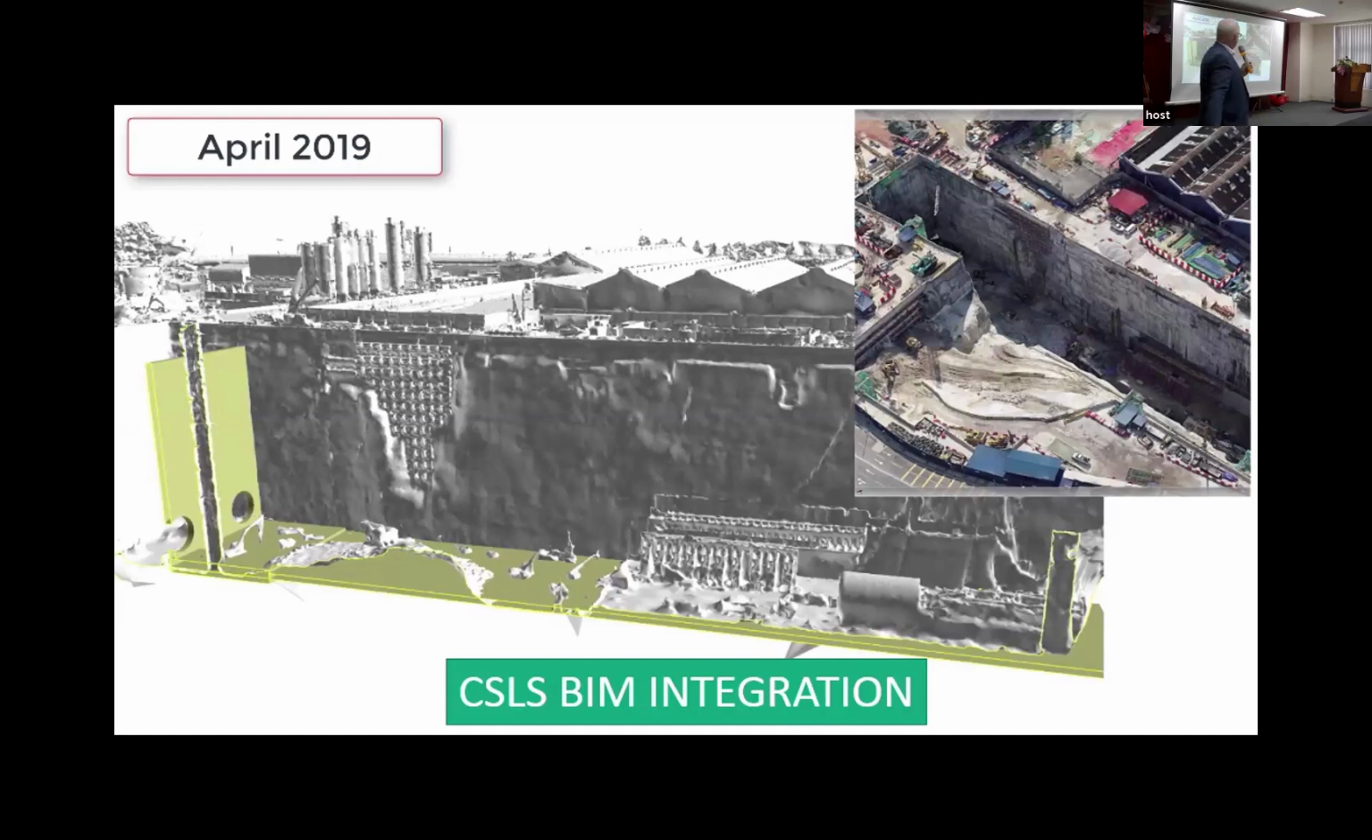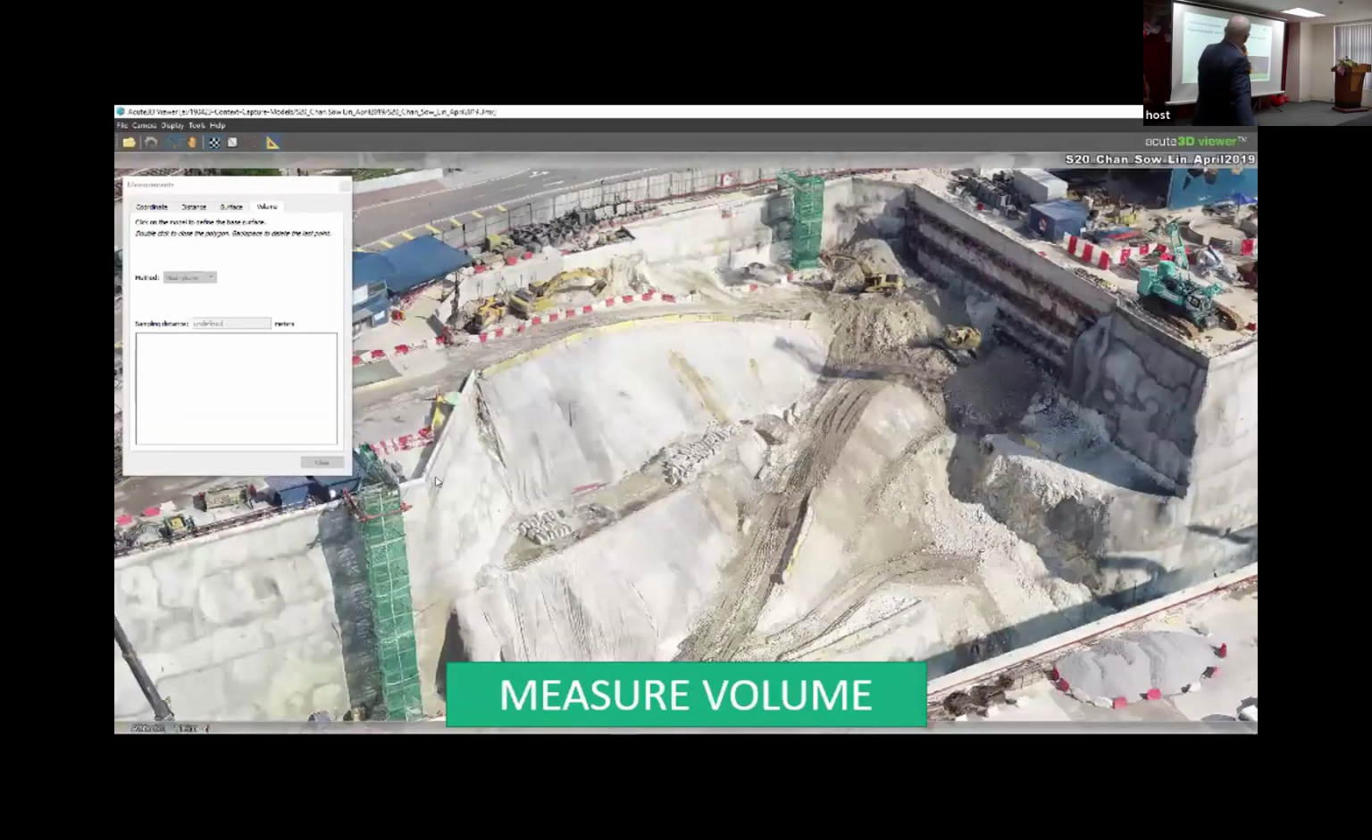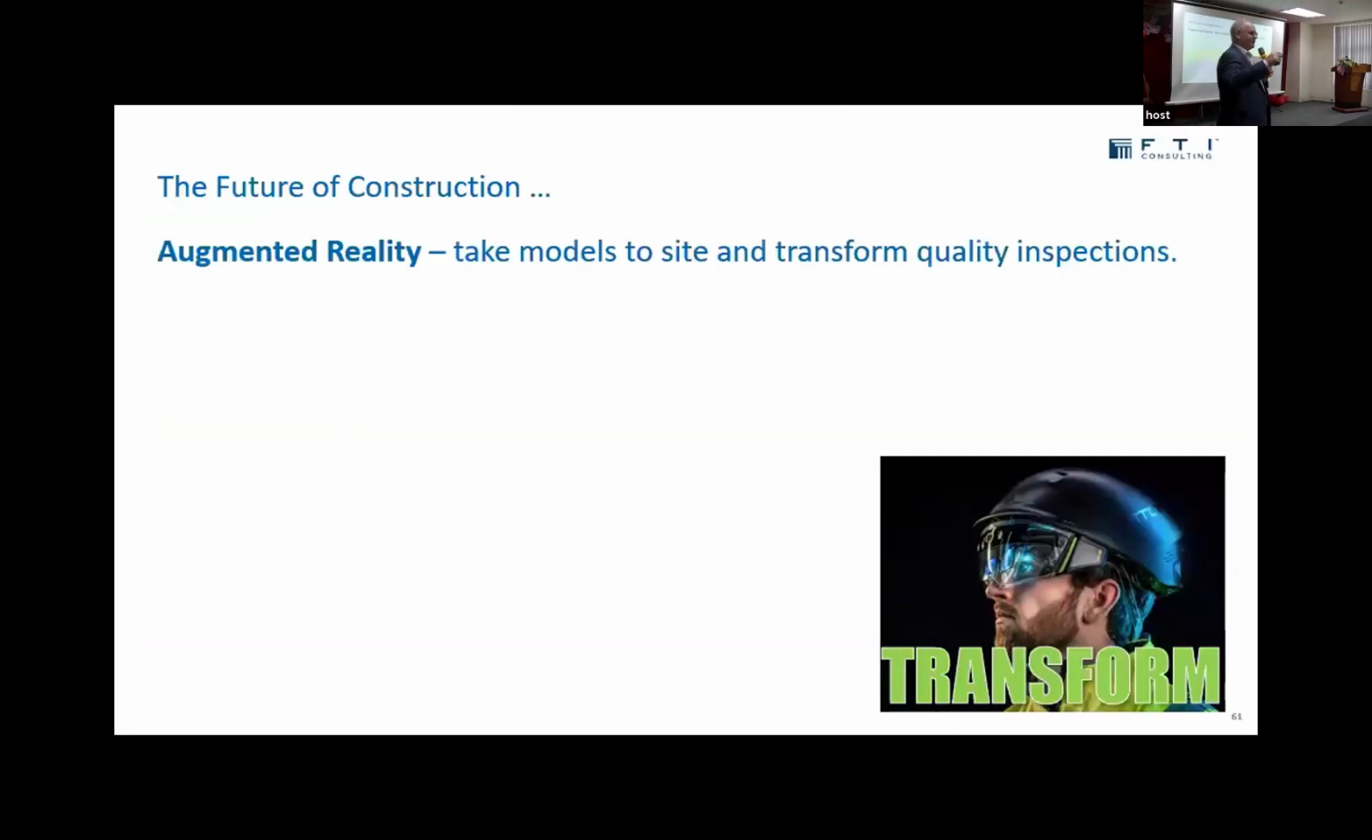So those examples I've shared with you are when you go to the project and you bring the data back to the engineering office. What about when you want to actually go to the site and you want to see what's going to happen in the construction process? So this is where augmented reality comes in.